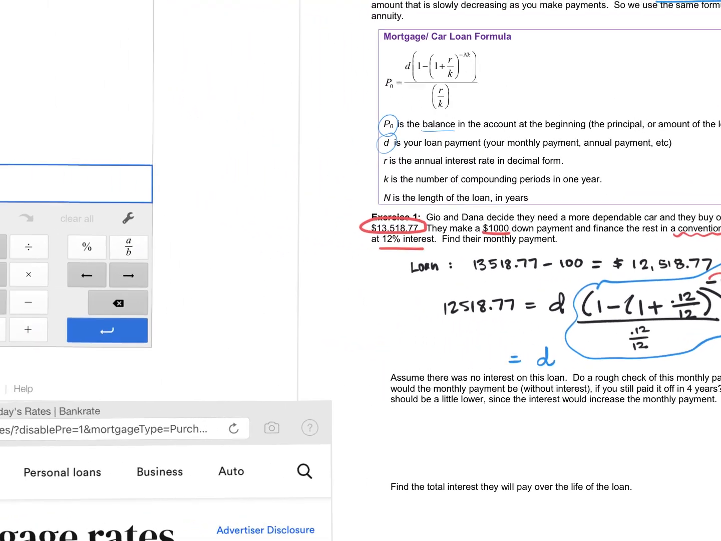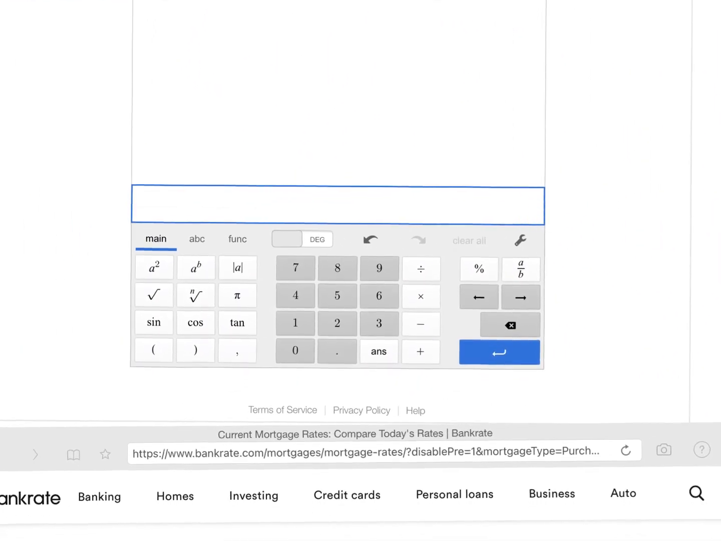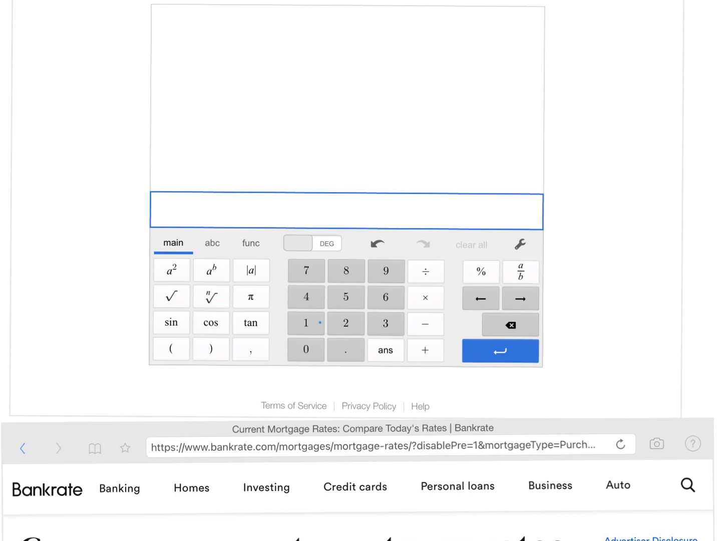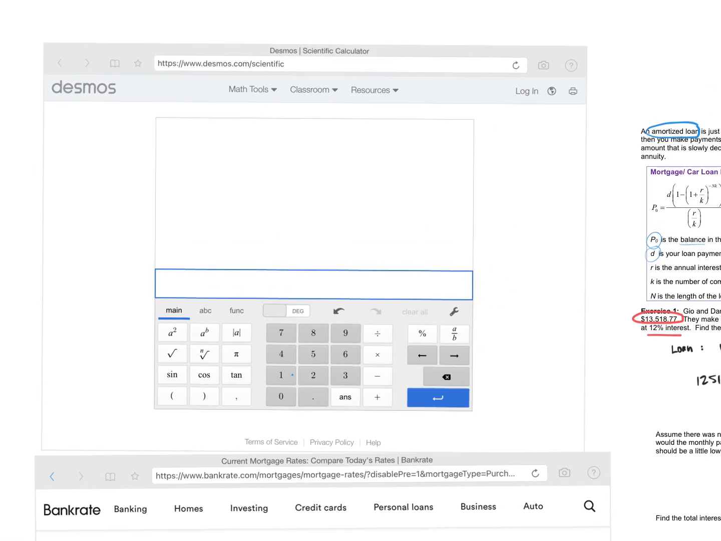So if I go over, I'm going to use this calculator over here to show you how I would be entering that. And so when we enter the amount of money, let's see if I can make my calculator work here. All right, here we go. So I'm going to write the balance that I'm going to end up paying, $12,518.77, and then I'm going to click the divided by operation, and that creates that fraction for me.